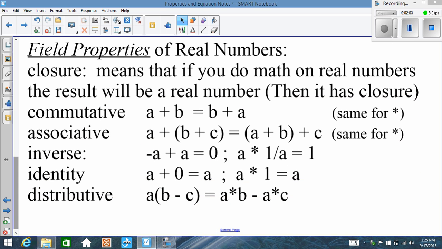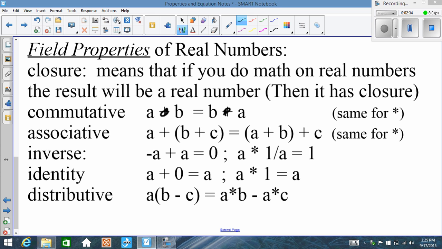Field properties of real numbers. Closure means that if you do math on real numbers, the result will be a real number. This has closure. Commutative property of addition is a plus b equals b plus a. It's the same for multiplication. So if this was a times instead of a plus, with a dot here and a dot here, it's the same property. Associative, a plus parentheses b plus c equals a plus b plus c. Same for multiplication. So if those pluses were dots, it would be the same property.